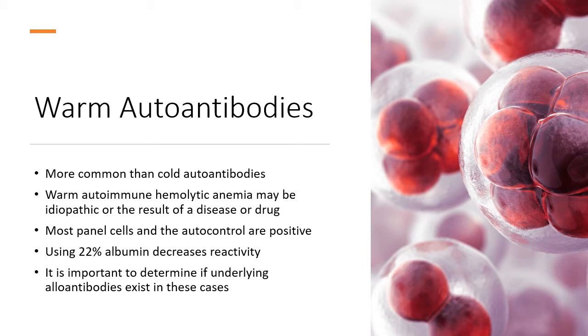The reason you have warm antibody testing is so that you can determine if underlying alloantibodies exist, because those are the ones that are going to cause the transfusion reaction. The warm autoantibody is something the patient has to themselves, right? Once we identify it, we need to make sure we give them blood that's negative for it, but we don't want to miss something else. And the warm autoantibody normally causes us not to be able to see that clearly.